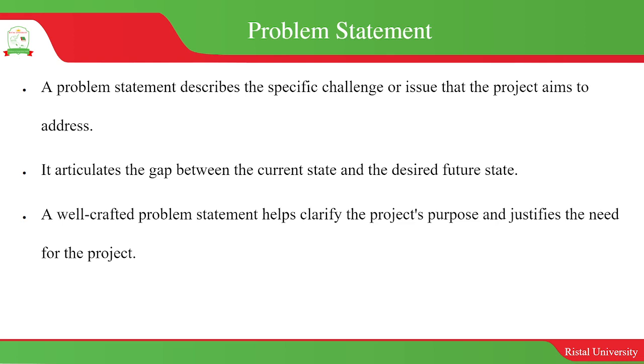For example, if you're starting a project that encourages girls to stay in school, at the start you may find that 15% of the girls aged between 15 and 20 are in school. But at the end of the project, you want at least 85% of these girls in school. So the current state is 15%, but you want the future state to be 85%. The problem statement should clearly articulate that.